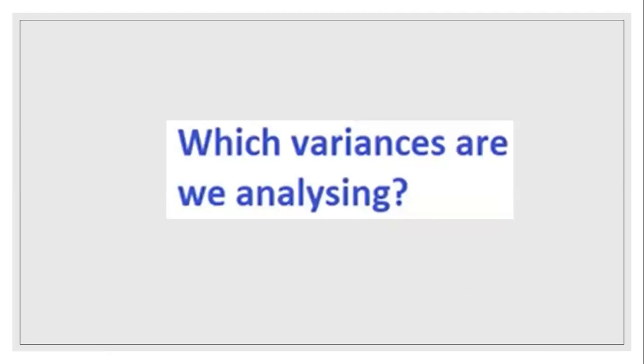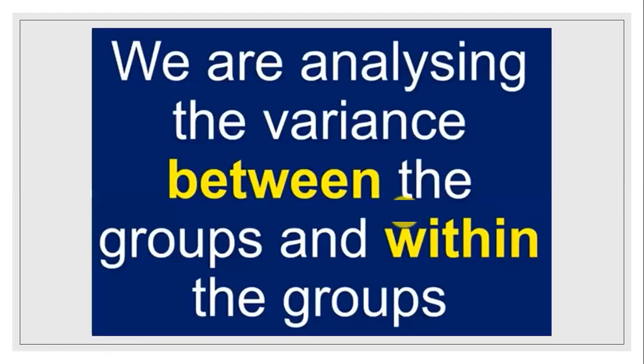The big question is, which variances are we analyzing? Remember, I said it earlier, it is between, among the groups and also within the groups. So the variances we are looking for are between the groups and within the groups. Among all the groups, what are the variances that are there? And also within each of those groups, what are the variances that are there?